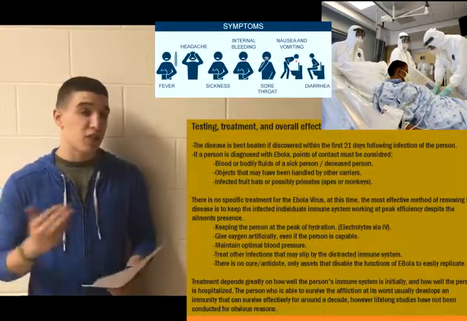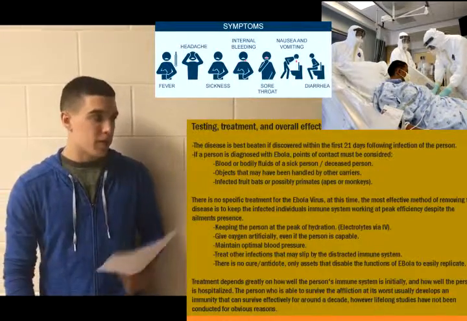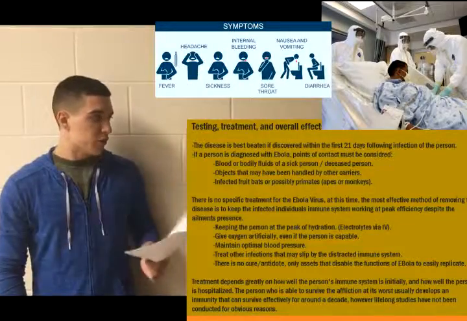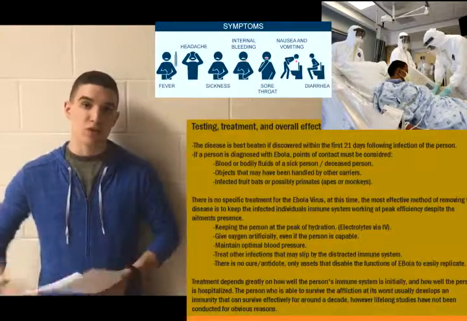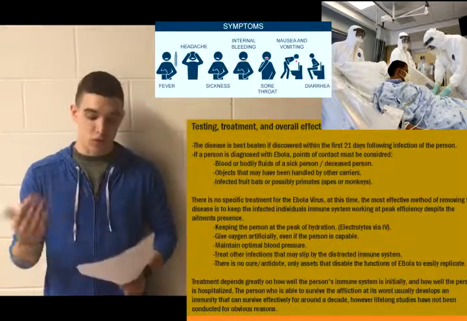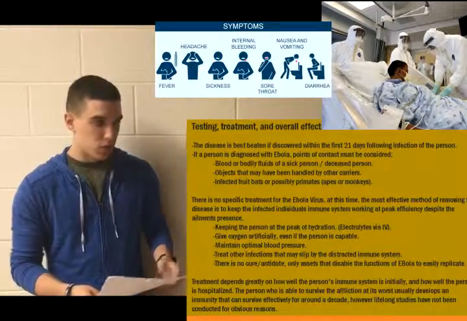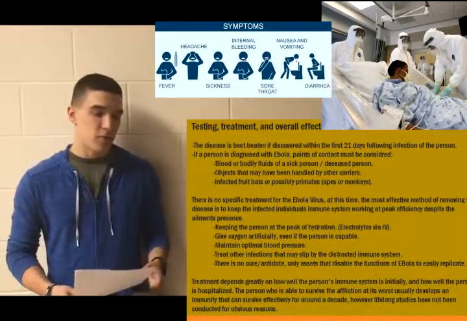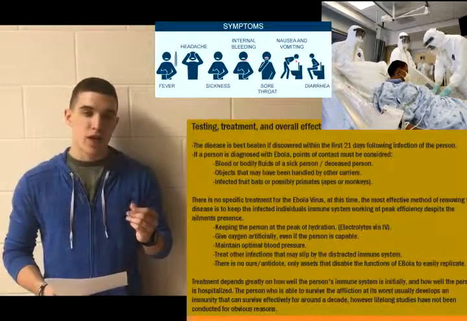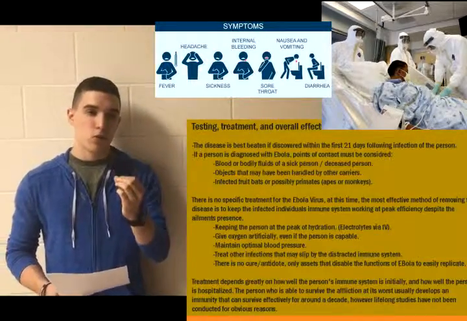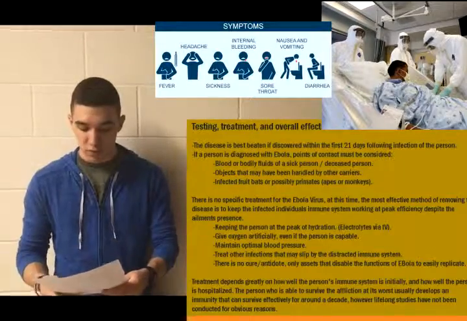Giving oxygen artificially, even if the person is capable of taking it in, is a really good route to go, to save energy. Maintaining good blood pressure. Treat other infections that may slip in. Given that Ebola attacks your immune system, you can still become sick otherwise, so treating those infections so they don't harbor you anymore is good. And since there's no cure or antidote, the only assets available to really combat Ebola, outside of increasing the body's ability to operate, are to make pathogens that attack Ebola's ability to reproduce quickly. They can slow it down using certain proteins, but that's not entirely relevant.